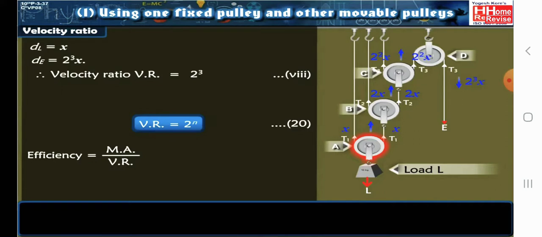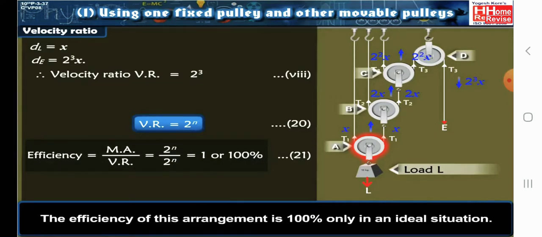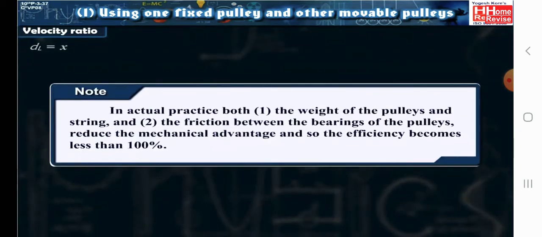Efficiency is equal to MA upon VR, which is equal to 2 raised to n upon 2 raised to n, which equals 1 or 100%. Let this be equation 21. The efficiency of this arrangement is 100% only in an ideal situation. Note, in actual practice, both 1. the weight of the pulleys and string, and 2. the friction between the bearings of the pulleys reduce the mechanical advantage, and so the efficiency becomes less than 100%.